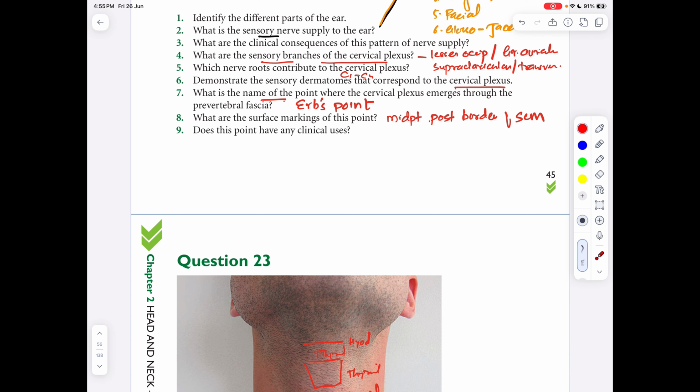What is the surface marking of this point? Midpoint of the posterior border of sternocleidomastoid, most commonly. This point has clinical use because it has so many nerves. The exit nerves must be identified and preserved, and there is the cervical plexus.